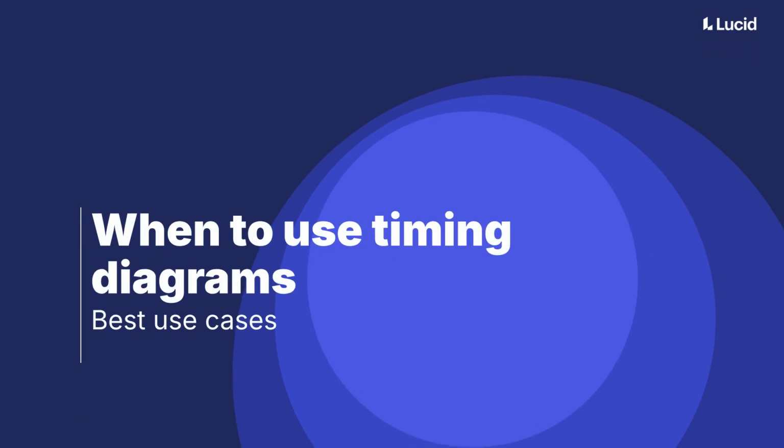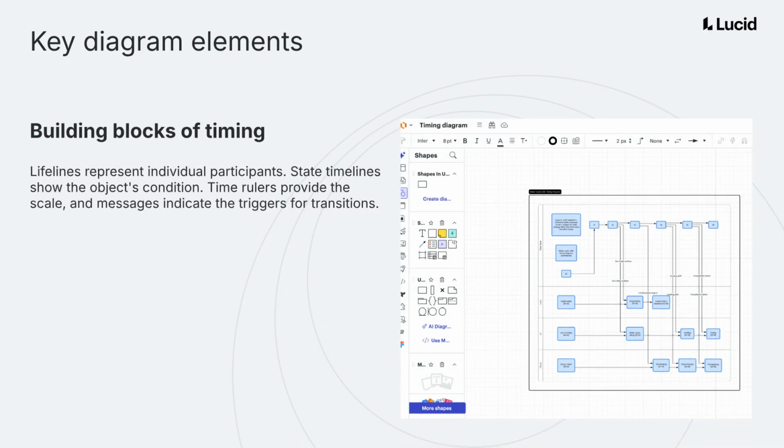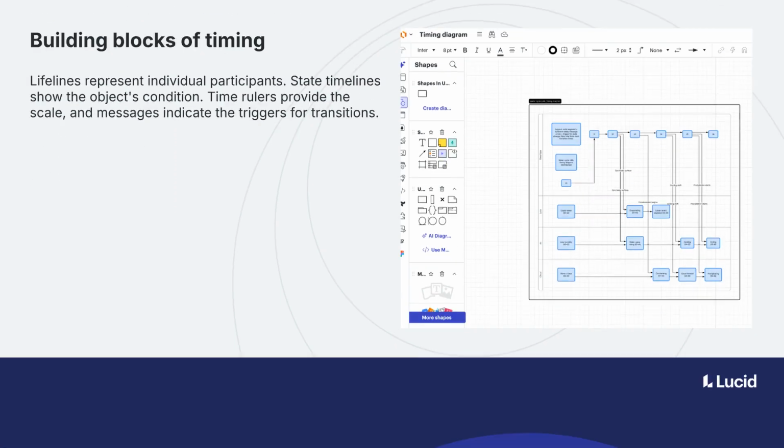When should I use a timing diagram? Use them when you need to visualize hardware constraints, real-time system behaviors, or any process where the precise timing of state transitions is critical. What are the key elements of a UML timing diagram? The primary components include lifelines, state timelines, time rulers, and messages that trigger a change from one state to another.